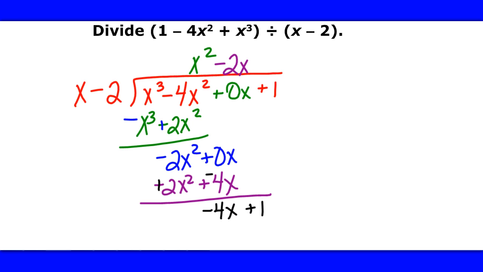What times x is going to give me negative 4x? I'm going to say that that is a negative 4. So negative 4 times x is negative 4x. Negative 4 times negative 2 is a positive 8. Just be really careful with your signs. Subtract both of those and you end up with a negative 7 remainder. So it's going to be negative 7 over your divisor, x minus 2, and there it is. And that's it.